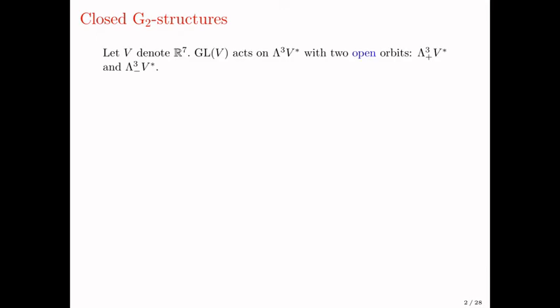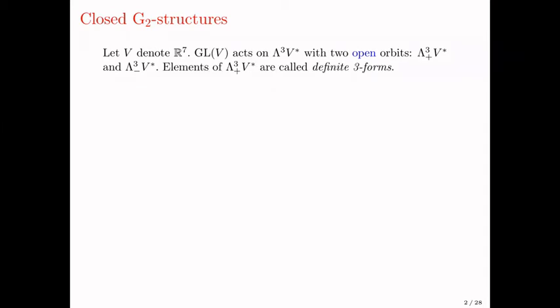Okay, so we need to begin with a little bit of linear algebra that is special to 7 dimensions. So let's let V denote R7. GLV acts on the space of 3 forms with 2 open orbits, which I'm going to call lambda 3 plus and lambda 3 minus. So this is already a pretty unusual situation. It's very rare that the general linear group is going to act on one of these spaces of differential forms or spaces of tensors with open orbits. This is something that's pretty special to dimension 7.